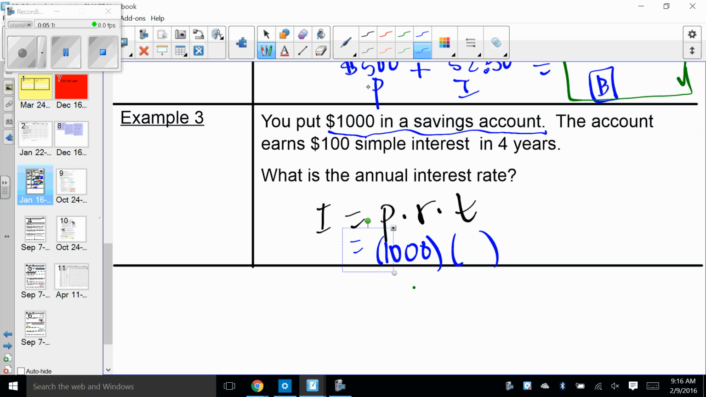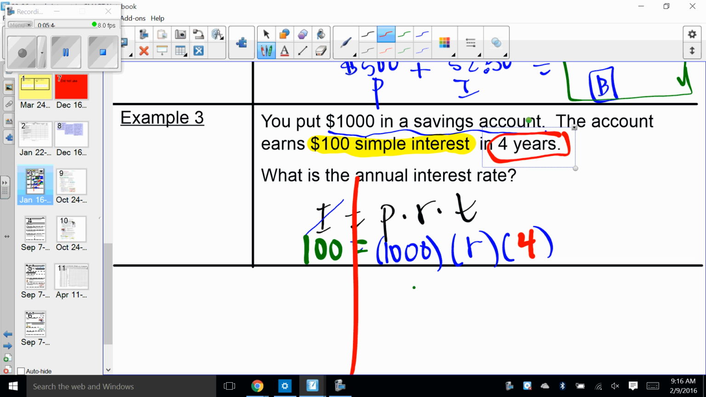The account, be careful on this one, earns $100 in interest. So there's our interest right there. Actually, this will be the first time that we know the interest value is $100. We don't know the rate, but we know the time was 4 years. So we have principal times rate times time. You'll notice in this problem it's going to turn into hand method because that variable r is stuck in the middle of a bunch of stuff. So we're going to have to get rid of it.